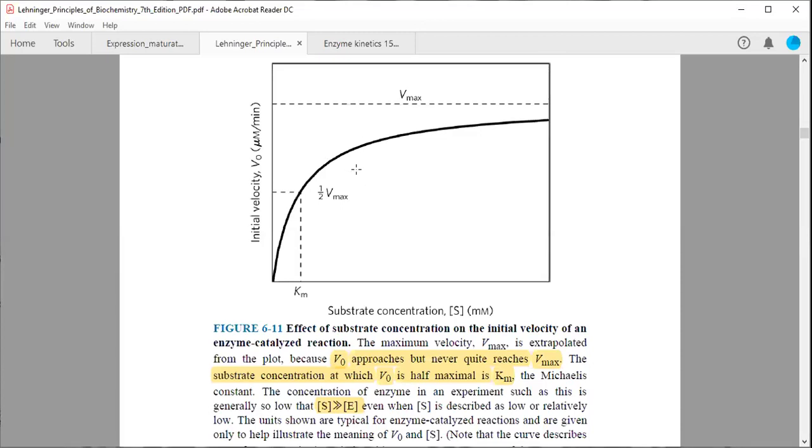So in this curve, there are three components. If you look here, this box is showing the half Vmax value. And if you draw a perpendicular line, you will get a value that is called the substrate concentration at which your enzyme is having half maximal velocity. So this is called the Km value or Michaelis-Menten constant. Okay. Actually, this is the substrate concentration itself.